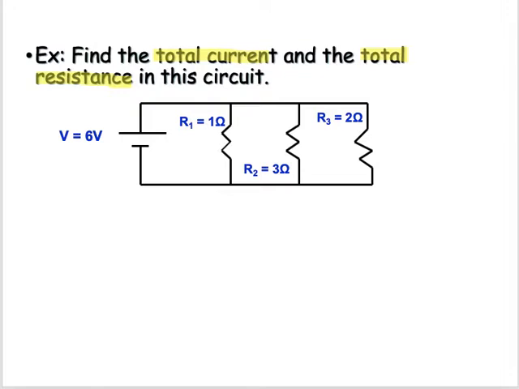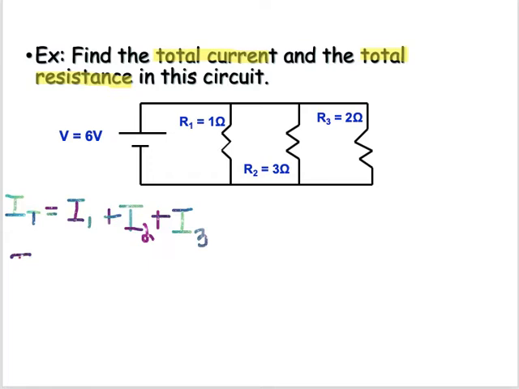So, this might take a little bit of time to find the total current here, but let's see what we can do. We can do the total current, that's IT, is equal to the current at number 1 plus the current at number 2 plus the current at number 3. Now, we have to go back and find the current at each of these places.